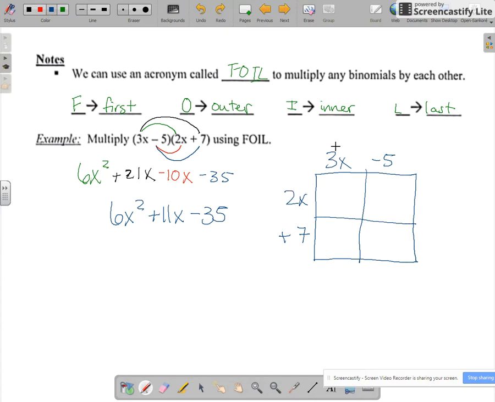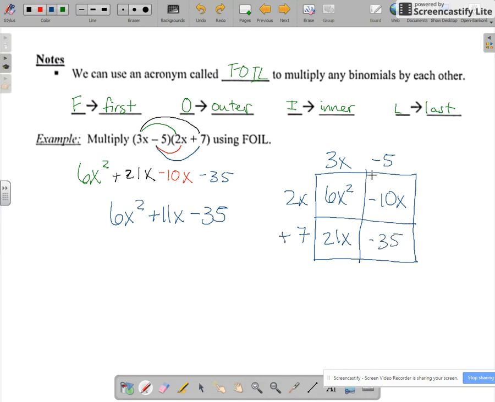Now we multiply each area to fill in that box. 2x times 3x is 6x squared. 2x times negative 5 is negative 10x. 3x times 7 is 21x. And negative 5 times 7 is negative 35.